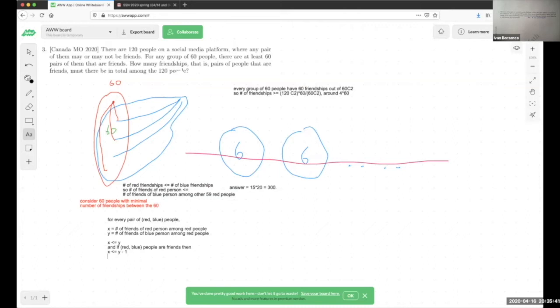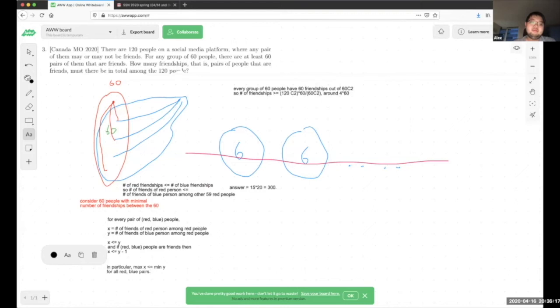You also now introduce a group of 60 blue people. Well, I guess you don't need to introduce a group of 60 people, right? Because this inequality here, x is less than or equal to y, is already really strong. So this means that, in particular, the max of x is less than or equal to the minimum of y, right? Max over all red and blue pairs.